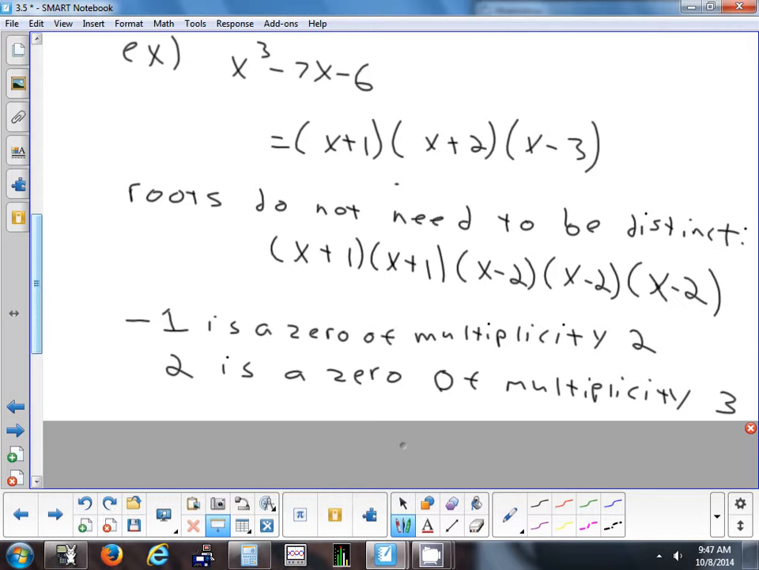So a 5th degree polynomial could have up to 5 distinct roots, but it might only even have one root. Imagine just doing x plus 1 to the 5th power. X plus 1, x plus 1, x plus 1 5 times. Your only root would be -1 in that case. Okay, any question on that?